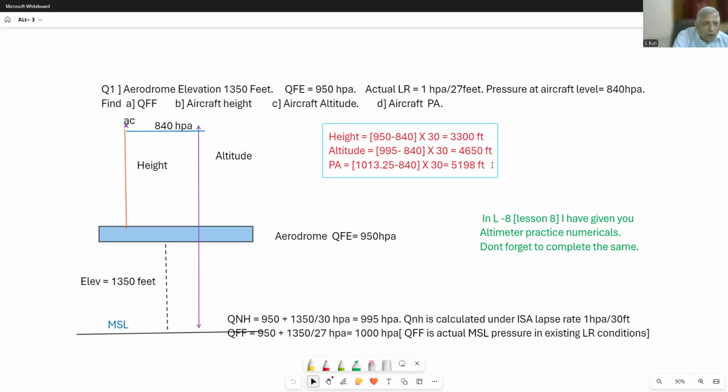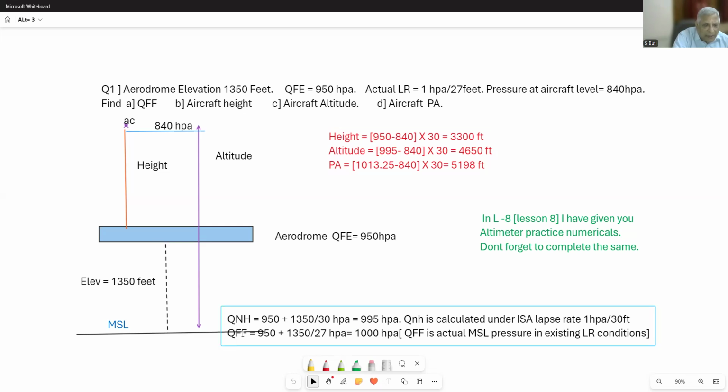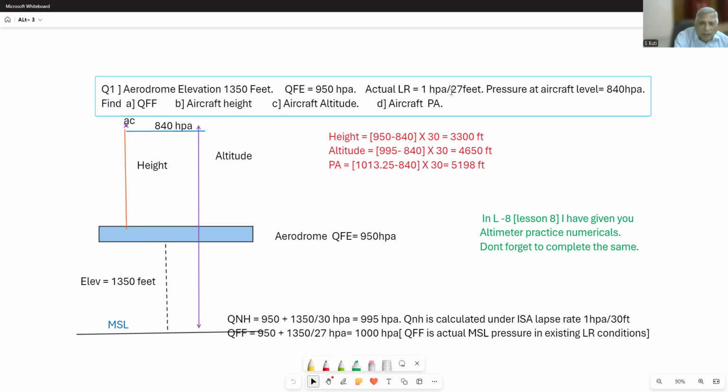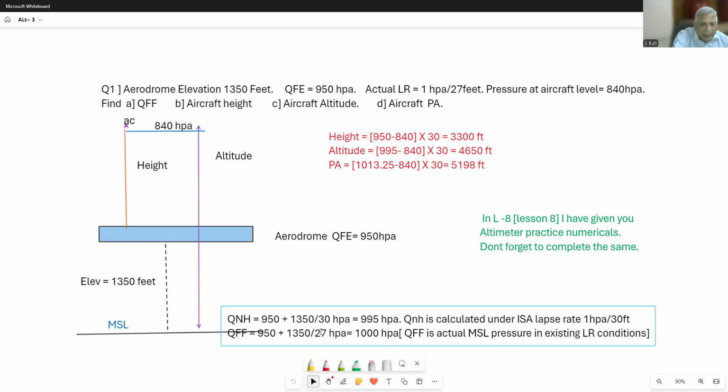We don't use QFF in altimeter. It's basically a MET question, but in case he asks you what is the QFF, then it will be QFE plus aerodrome elevation divided by the actual lapse rate in existing conditions, which is given to you that today actual lapse rate is 1 HPA every 27 feet. And 1350 by 27 plus 950 is equal to 1000 HPA. And that is your QFF.